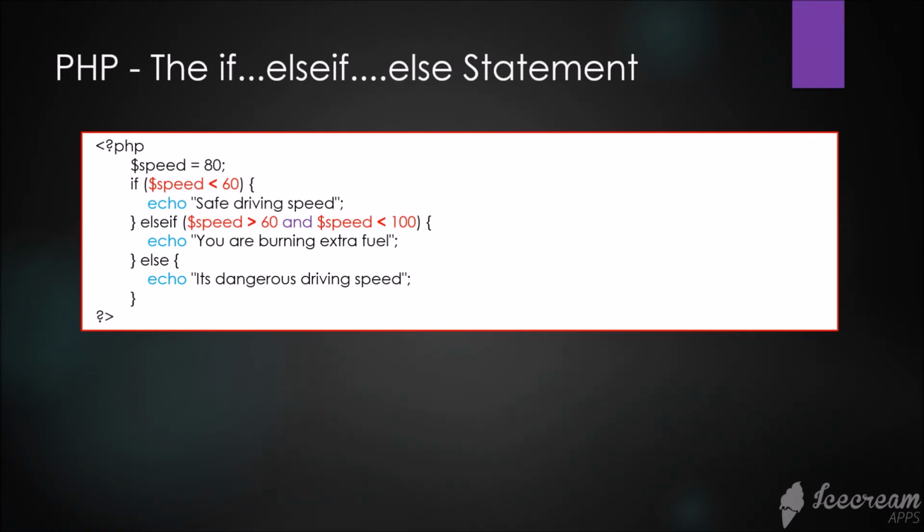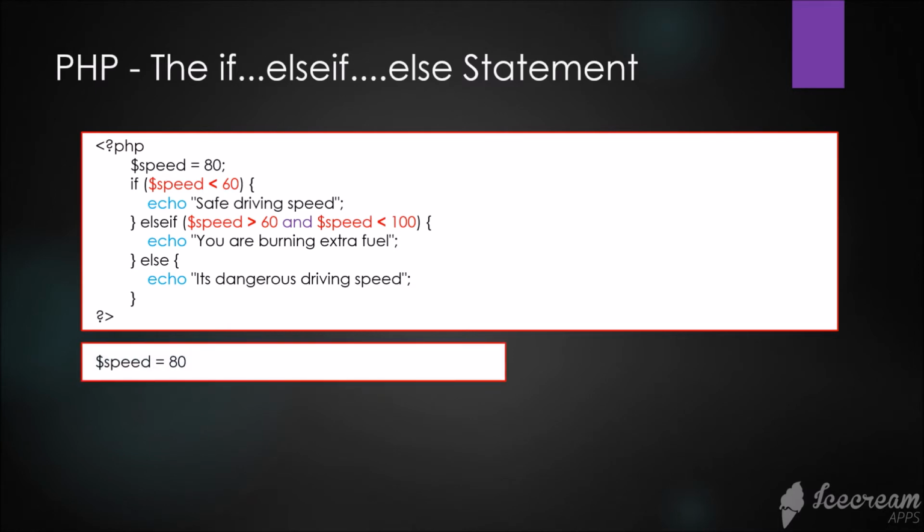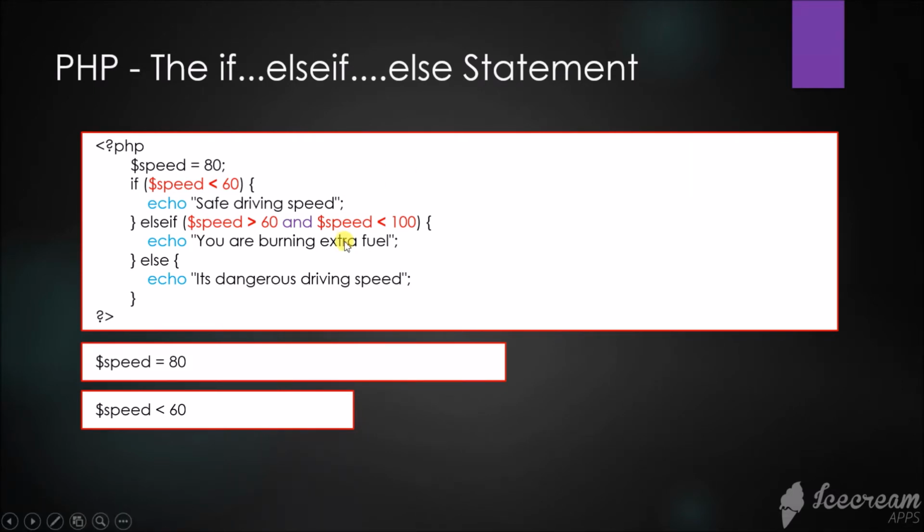Okay, now let's try to simulate our code. First, we declare the speed equals to 80. Then let's check the condition. Is speed less than 60? True or false? The answer for that is false. Okay, so since false, now jump tayo dito.